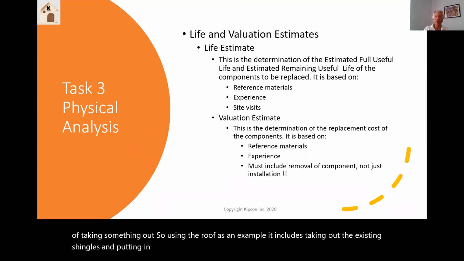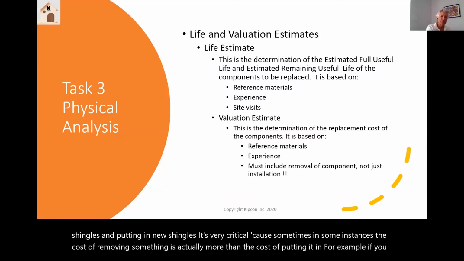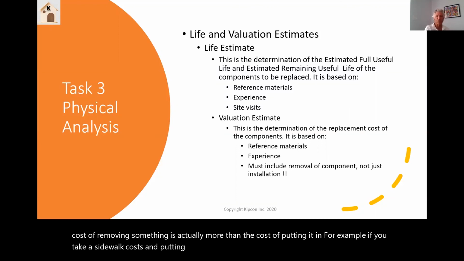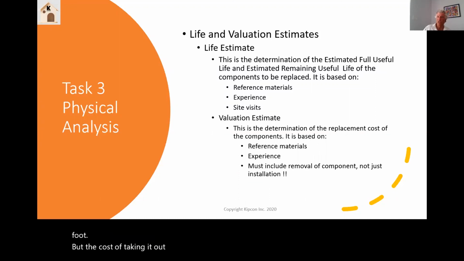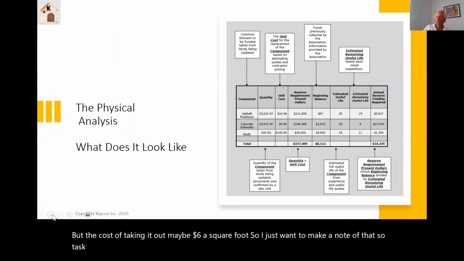It's very critical because in some instances, the cost of removing something is actually more than the cost of putting it in. For example, if you take a sidewalk, the cost of putting in a new sidewalk may be $3 or $4 a square foot, but the cost of taking it out may be $6 a square foot. So I just wanted to make a note of that. So task 3 is the life and valuation estimates.